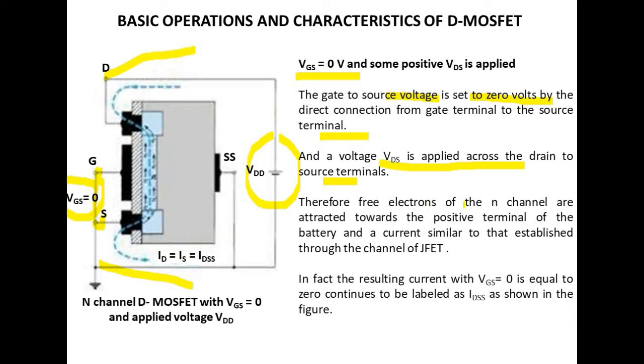Therefore, free electrons of the N channel are attracted toward the positive terminal of the battery, because in N type, free electrons are present, so they will start moving in the direction of the plus terminal. We say a current similar to that established through the channel of a JFET.